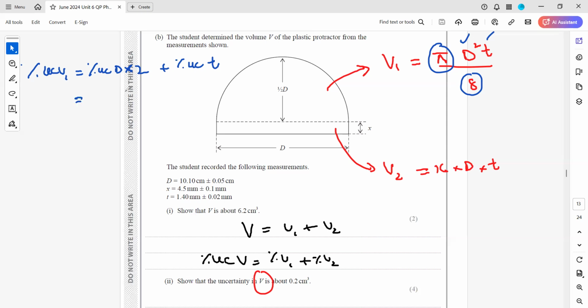So what is the percentage uncertainty in D? The uncertainty in D is 0.05, and the value recorded is 10.10. Multiply by 100, multiply by 2. Plus, what is the percentage uncertainty in T? 0.02 divided by 1.40, multiply by 100. So what is the percentage uncertainty in V1? 2.4. So we write 2.4% is the uncertainty in the value for V1.